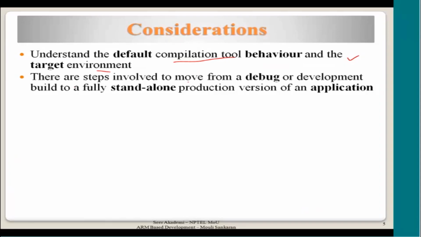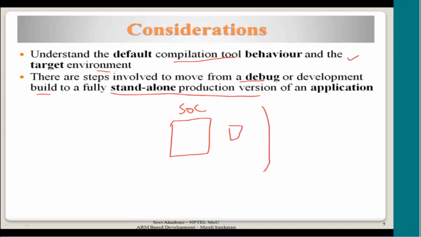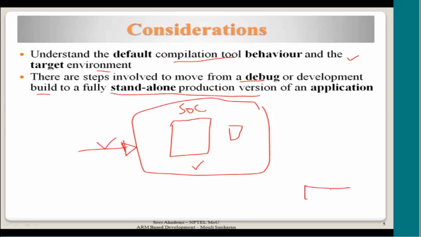There are steps involved to move from a debug or development build to a fully standalone production version of an application. What I mean by that is, normally when we are developing any application or software using any processor based solution, we have a target system, a board. Any software that needs to be running on this first needs to be developed and debugged, making sure that it is working fine, and only then should it be ported onto the actual hardware.